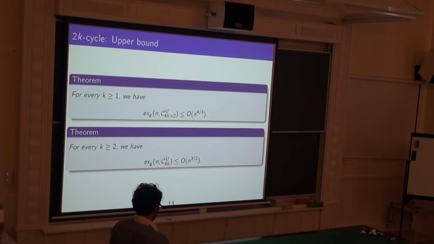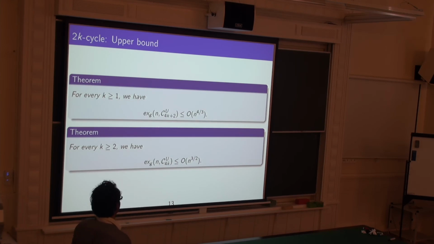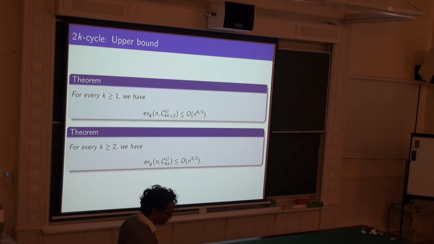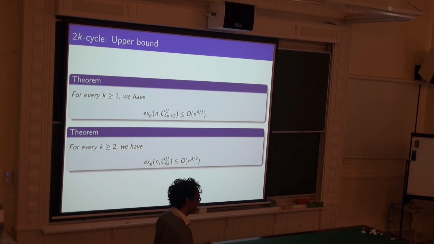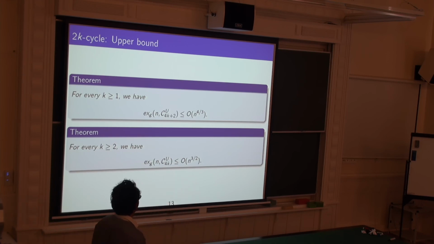But we do not expect that these are sharp. Probably the truth is that much smaller is true. That probably, at least for small k, n to the 1 plus 1 over k is true, but we don't know.